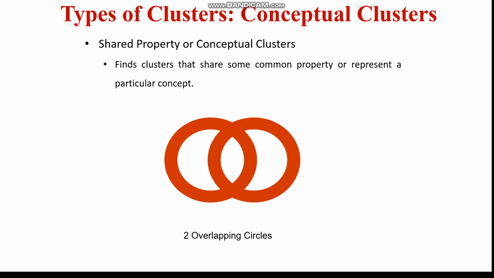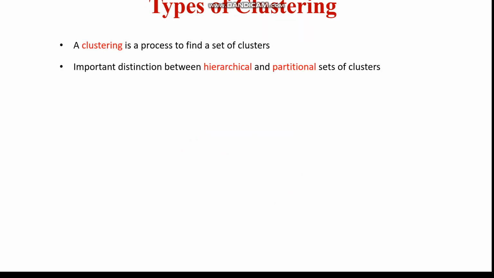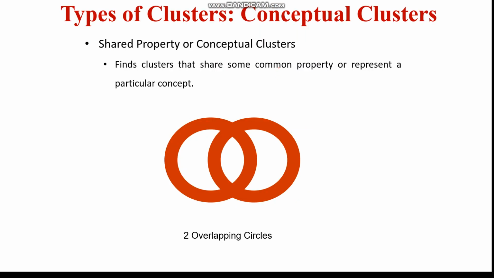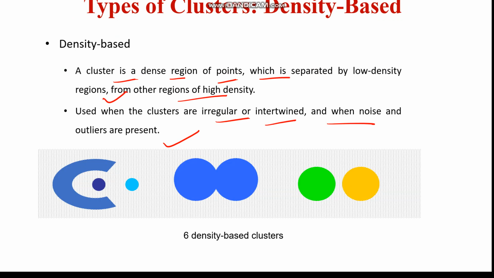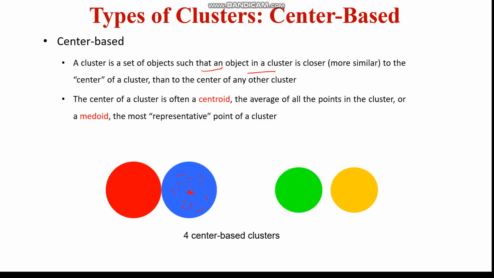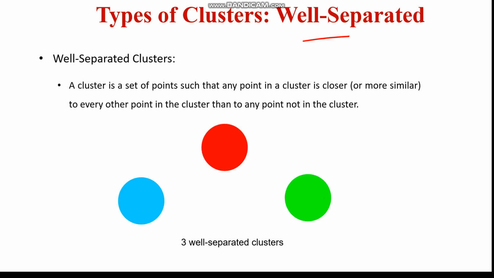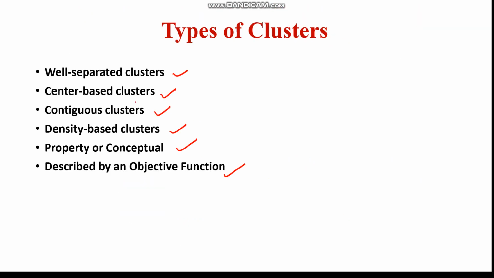We have conceptual clusters. They are simply points sharing some property or some concept, and based on that concept they are grouped into one. In this case, two overlapping circles are there, so it finds a cluster that shares some common property and represents a particular concept. So we have conceptual clusters, density based clusters, contiguity clusters, center based clusters, and well separated clusters. So we basically have these points of aggregation for forming the clusters.